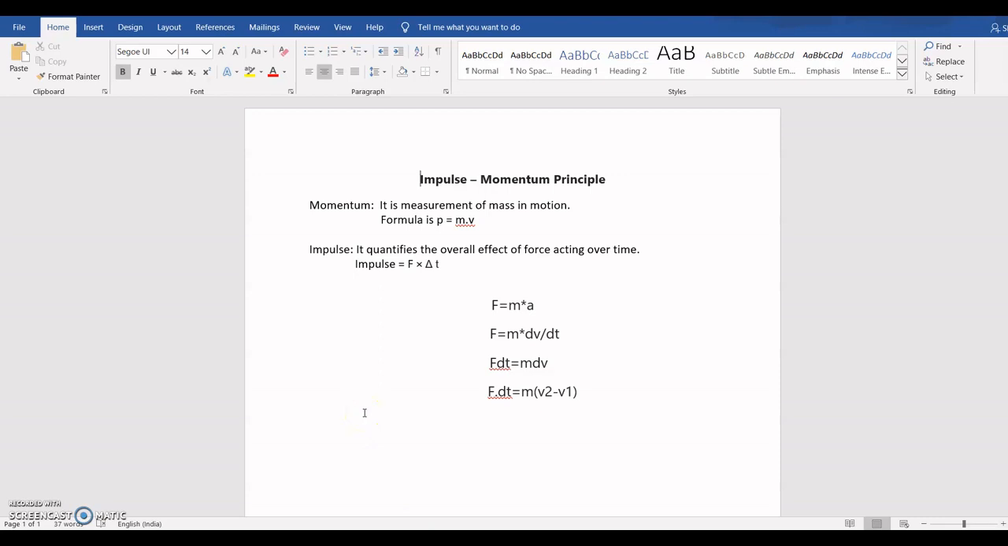Now, what do you understand by the impulse momentum principle? Right? The impulse momentum principle is nothing but a derivation of Newton's second law. Right? And from that, how do we get the equation? Let's try to understand that. Before that, let's understand both these two terms separately.